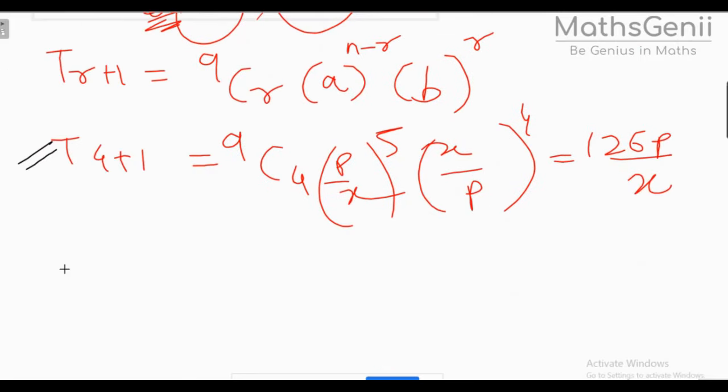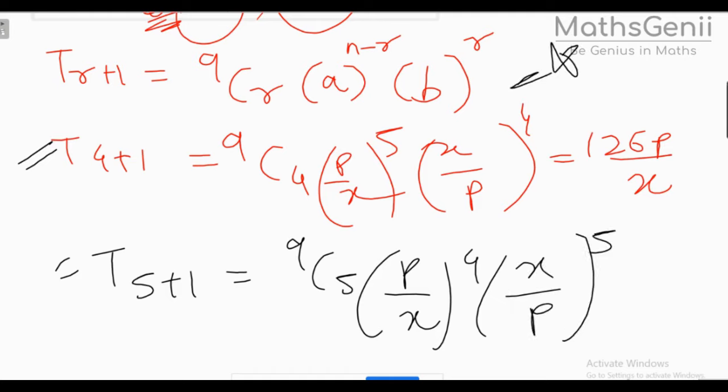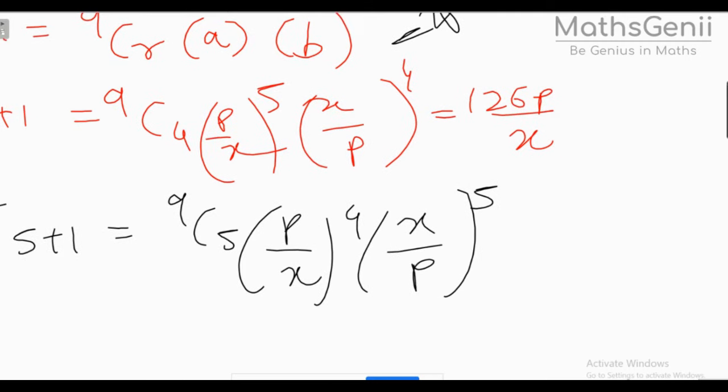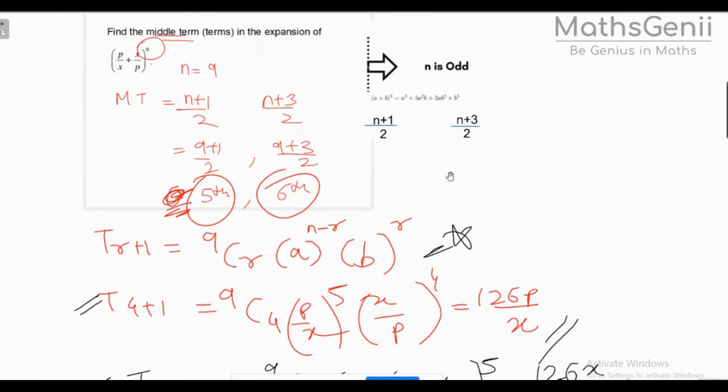Okay. Another term that you want to find is the sixth term. So this is the first middle term. The second is sixth term. So r will be 5. So your equation will become something like this using the formula. This same formula we have used everywhere in the entire chapter. So next up you have 126x by p. So these are the two middle terms. If I had odd, the formula would be n by 2 plus 1.